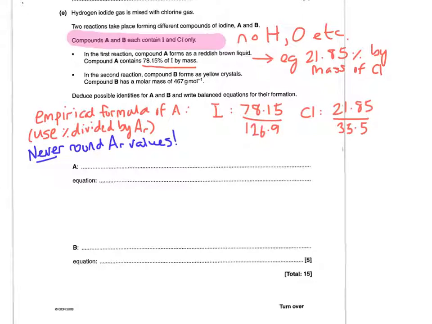So a little tip there, never round relative atomic mass values. It might seem obvious just to take them out of the periodic table, but sometimes people round them up and round them down by mistake, thinking they're tidying up their maths, but in fact what they're doing is introducing error. So please remember never to do that. So I keep the 0.9, I don't call it 127, I don't call it 36. So 126.9 and 35.5. So in both cases I get 0.615, so it should be easy enough to deduce from that that the ratio of iodine to chlorine in A is 1 to 1.